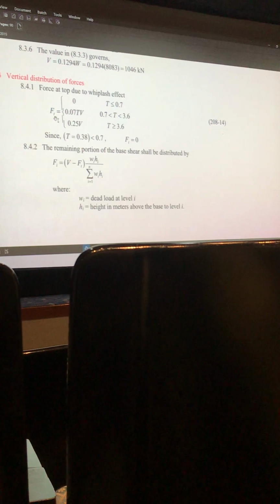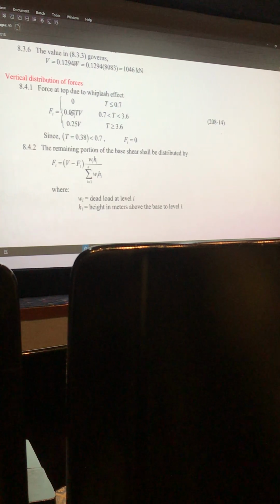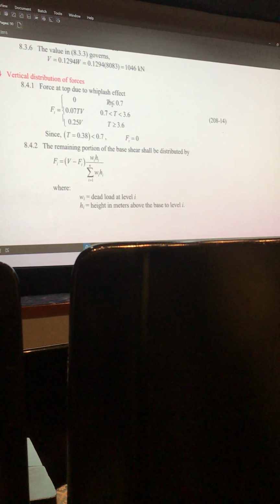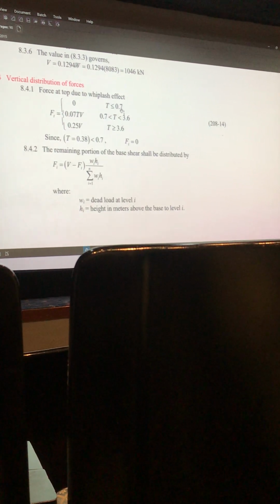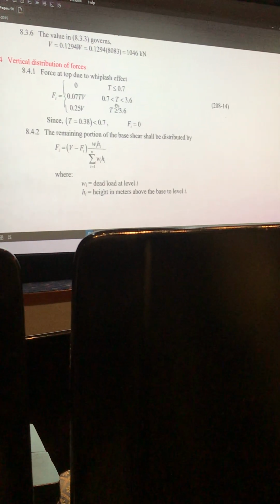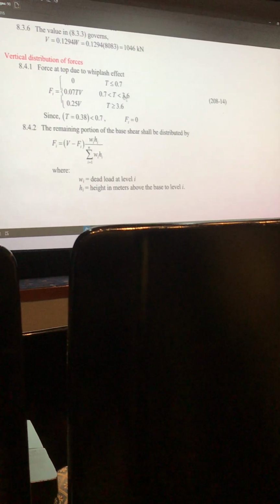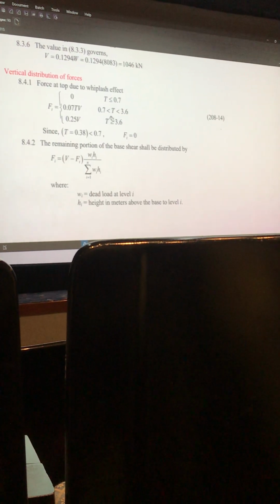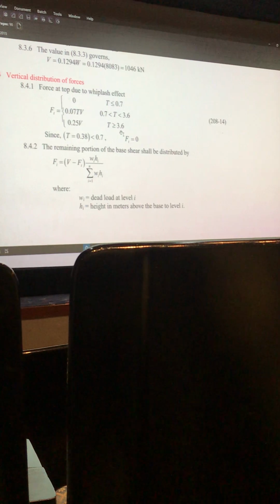Now, the force due to whiplash effect, which is applied at the roof deck level, is 0 when the fundamental period of the building is less than or equal to 0.7 seconds. It is 0.07 T V when the period is between 0.7 and 3.6, and it is 0.25 V when the period is greater than or equal to 3.6 seconds.